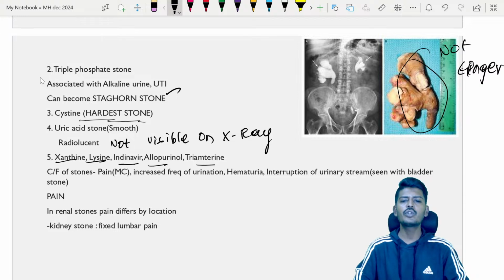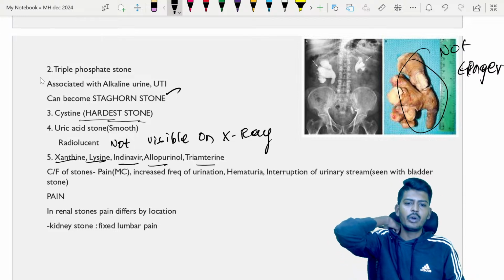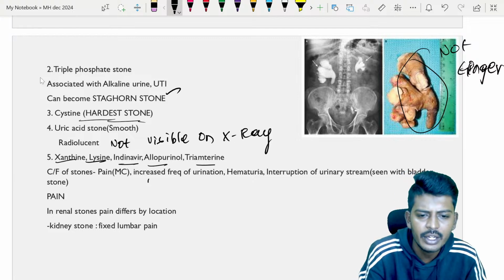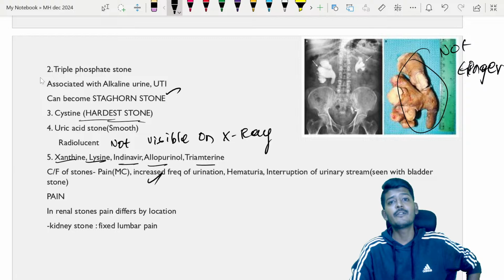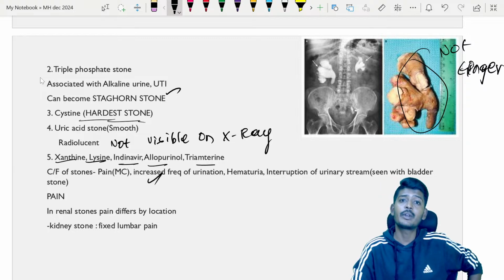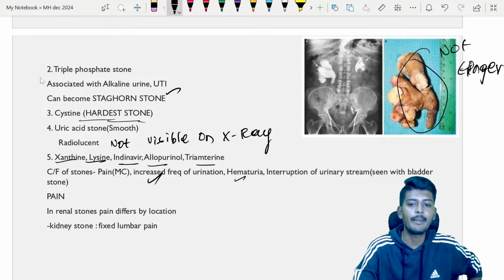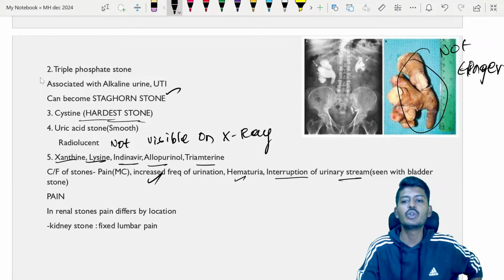Okay, so the most common clinical feature, this is very, very important, remember it. I won't confuse you by going by location, just remember this much. The patient will have increased frequency of urination. Increased frequency of urination is a clinical feature of one more thing. What is that one more thing? Yes, it is a clinical feature of your urinary TB. Then the patient can have hematuria, and the patient can have interruption of the urinary stream.